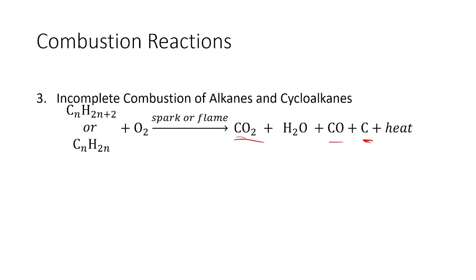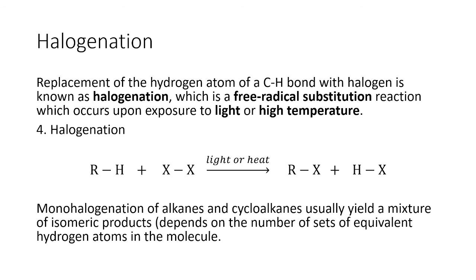Alright. So for the fourth reaction mechanism involving alkanes, we have what we call halogenation. By halogenation, it is just a replacement of hydrogen atoms of a C-H bond with a halogen. And this reaction is called halogenation, which is actually a free radical substitution reaction which occurs upon exposure to light, sometimes UV, or high temperature.